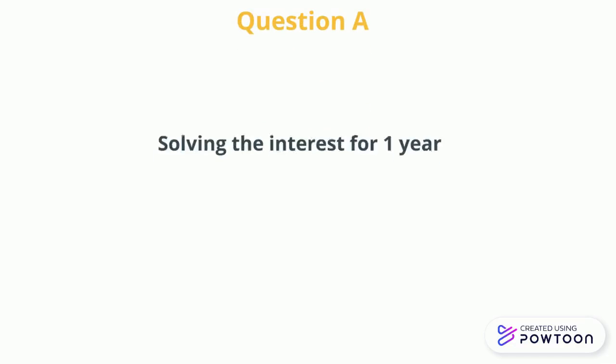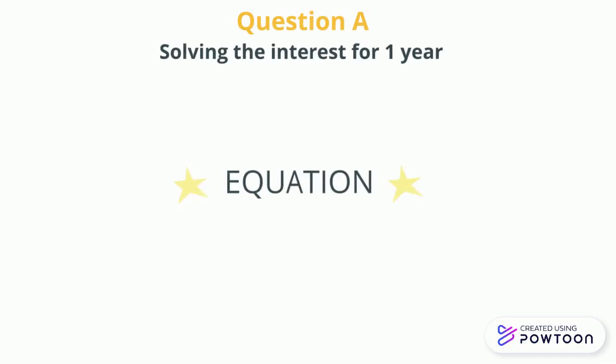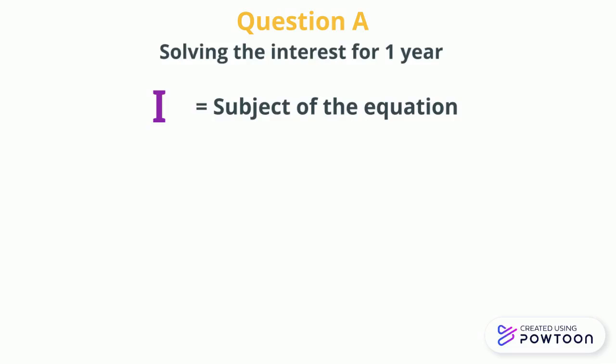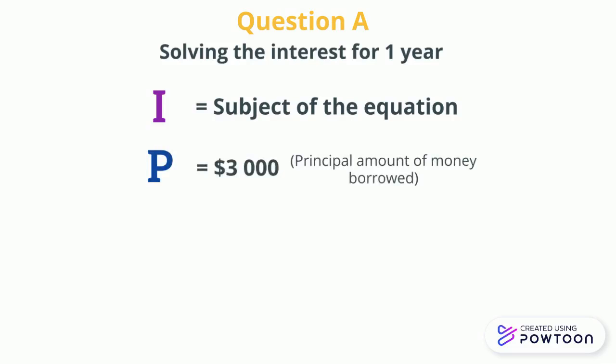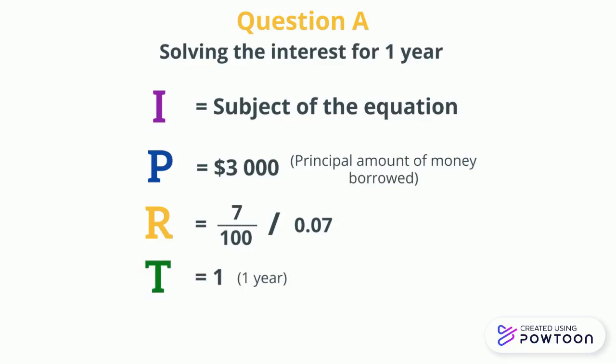To solve the interest for a year, we must first make an equation with the given using the formula explained before. Let I be the subject of the equation. The P would be $3,000, since that is the principal amount of money Mr. Miguel borrowed. The interest rate would be 7 out of 100, or 0.07, and the time would be 1, since we are solving for 1 year.